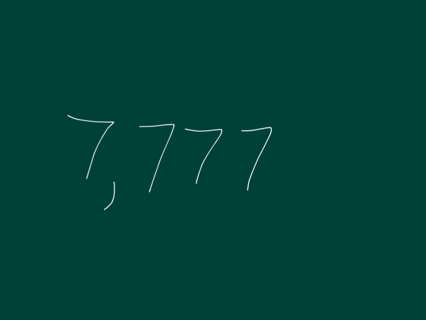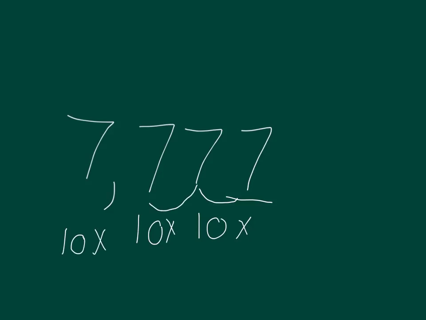Okay, with powers of 10, let's go ahead and look at this number, 7,777. Well, in the ones place, we have the 7. And what is 10 times 7? Well, it would be 70. What is then 10 times 70? Well, that would be 700. What's 10 times 100? That's 1,000. So in these powers of 10, each place to the left is 10 times the number.